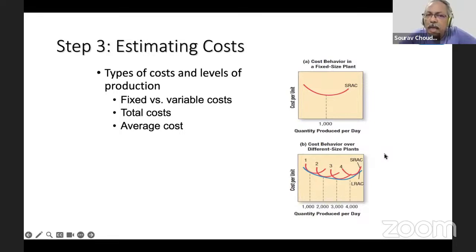Because time also has a cost, right? You're spending money on time. So that time cost also comes in, and so on and so forth. Correct.